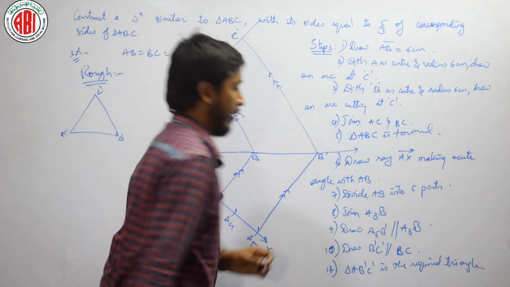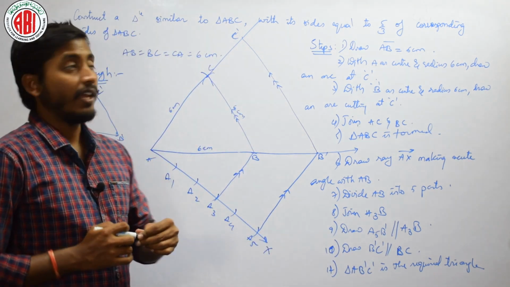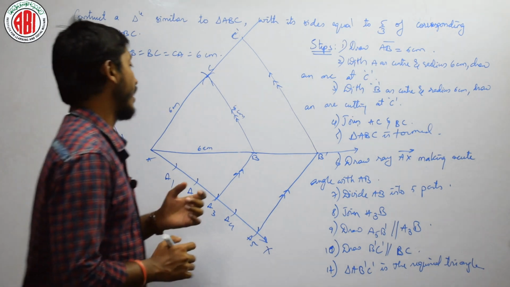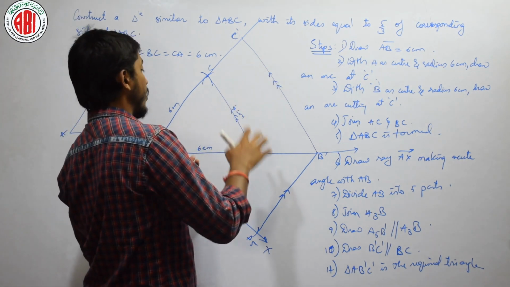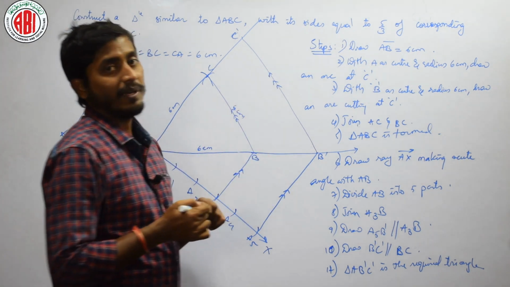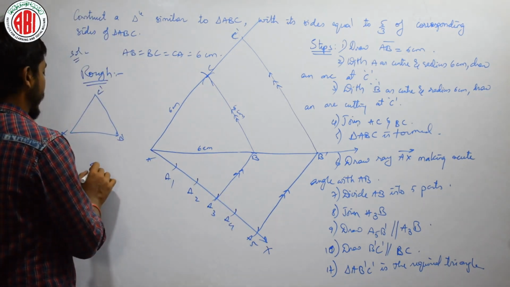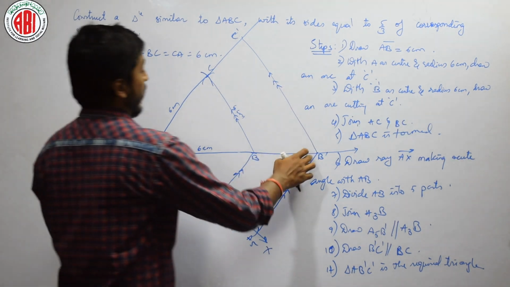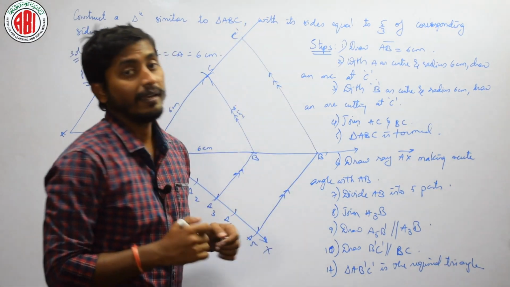triangle. Is it okay? If they ask you to verify, you also have to verify. That is, you have to find 5 by 3 of 6. How much do you get? 5 by 3 of 6. 3 ones are 3, 3 twos are 6, that is 10. This length should be 10 and this length also should be 10.